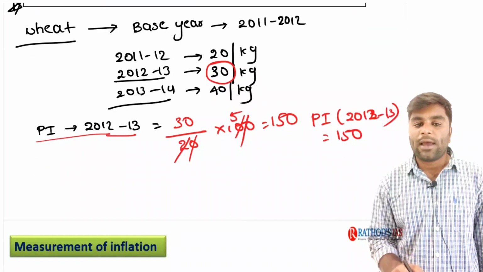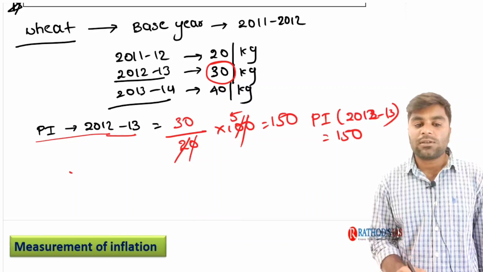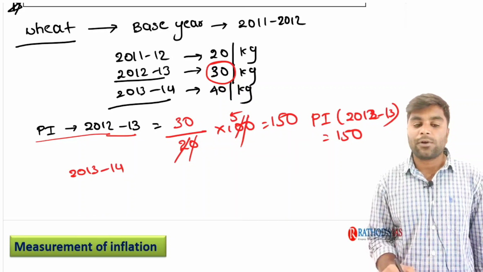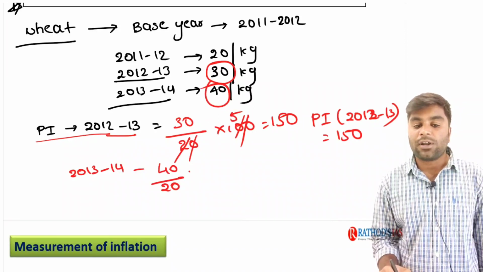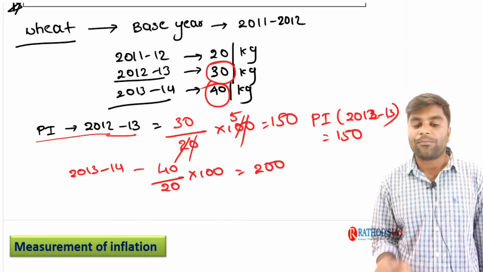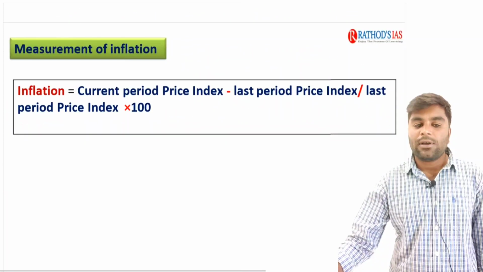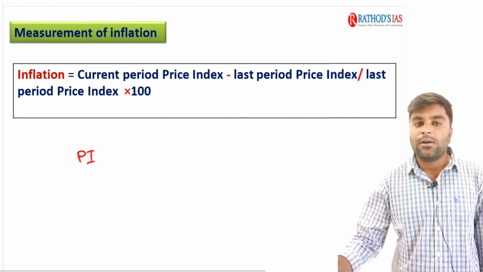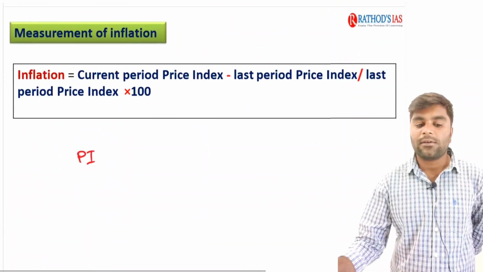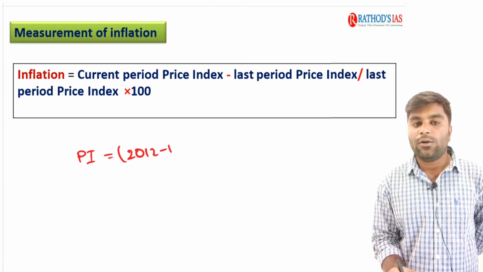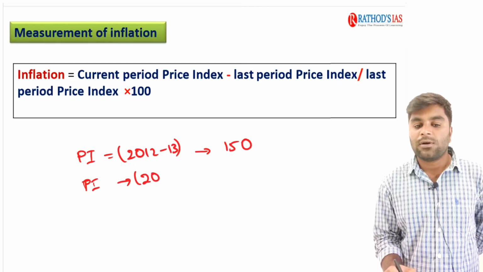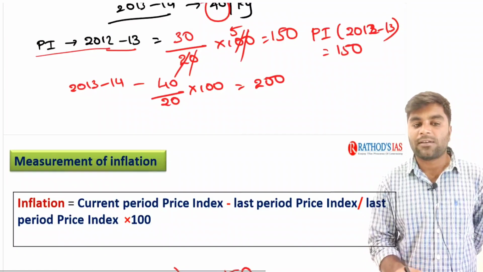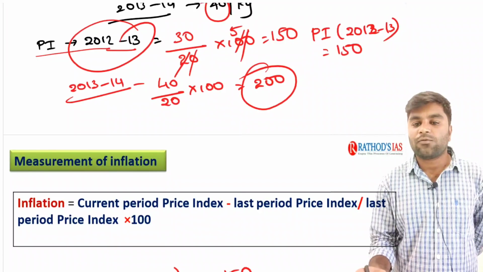Now similarly, we are also going to calculate the price index of the year 2013-14. If we calculate it, what do we get? The price of the current year, 40, by the price of the base year, 20, into 100. So we will get 200. So clearly the price index of the year 2012-13 is 150, and the price index of the year 2013-14 is 200. I hope you clearly observed this. The price index of 13-14 is 200, and the price index of 12-13 is 150.